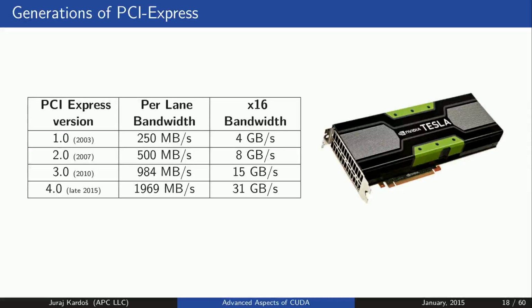We have seen that Kepler and Maxwell architectures are using PCI Express of third generation that doubles the peak bandwidth of previous second generation. The next gen PCI Express bus has been already announced with release date in late 2015. It will double the performance of the current PCI Express generation, reaching bandwidth 31 GB per second. Also, this is the Tesla GPU, and this part over here are the PCI Express pins that allow the GPU to be connected to the host system.